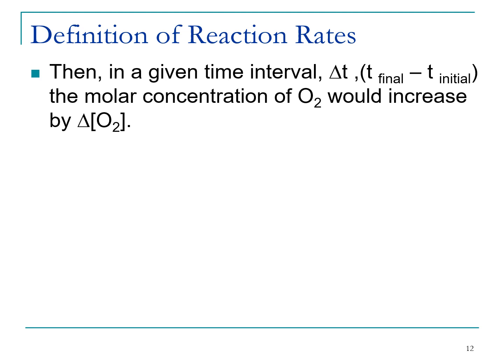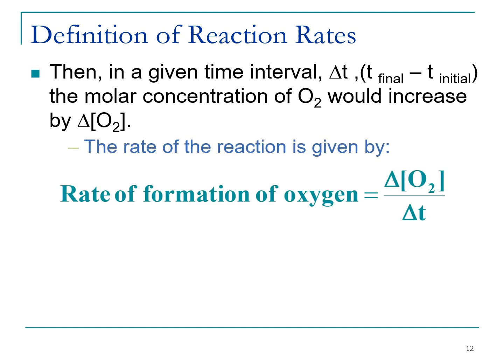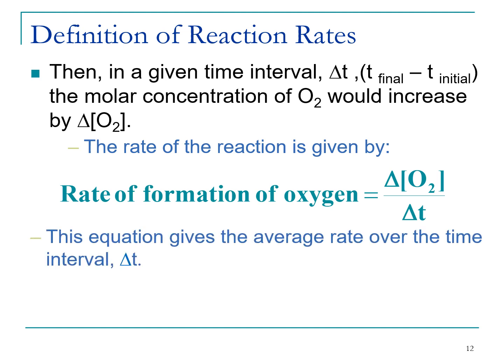So the molar concentration of O2 will increase by delta O2 over delta t, and that would be the rate of the reaction. So the rate of formation of oxygen will be delta O2, the change in concentration of O2 in terms of molarity, per change in time. And like I said, the time could be hours, seconds, minutes, whatever you're measuring it in. And so this equation gives us the average rate over the time interval delta t.